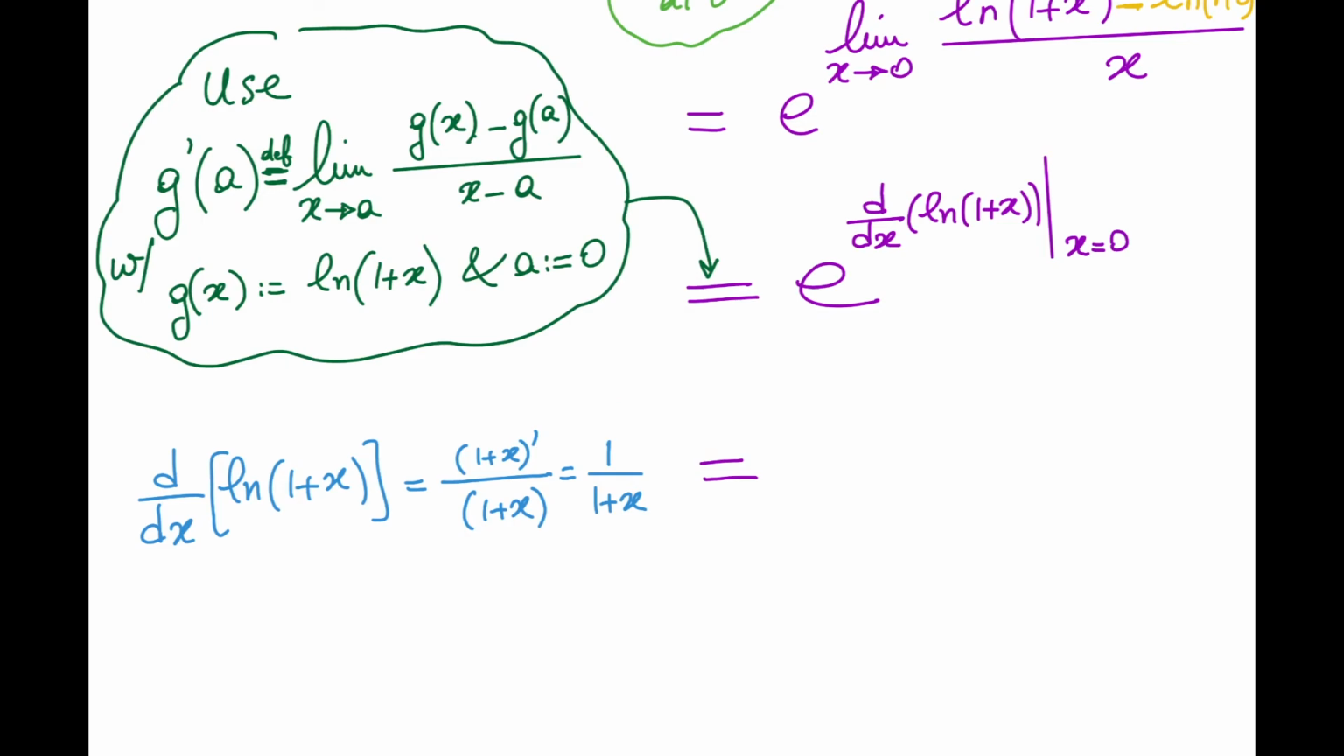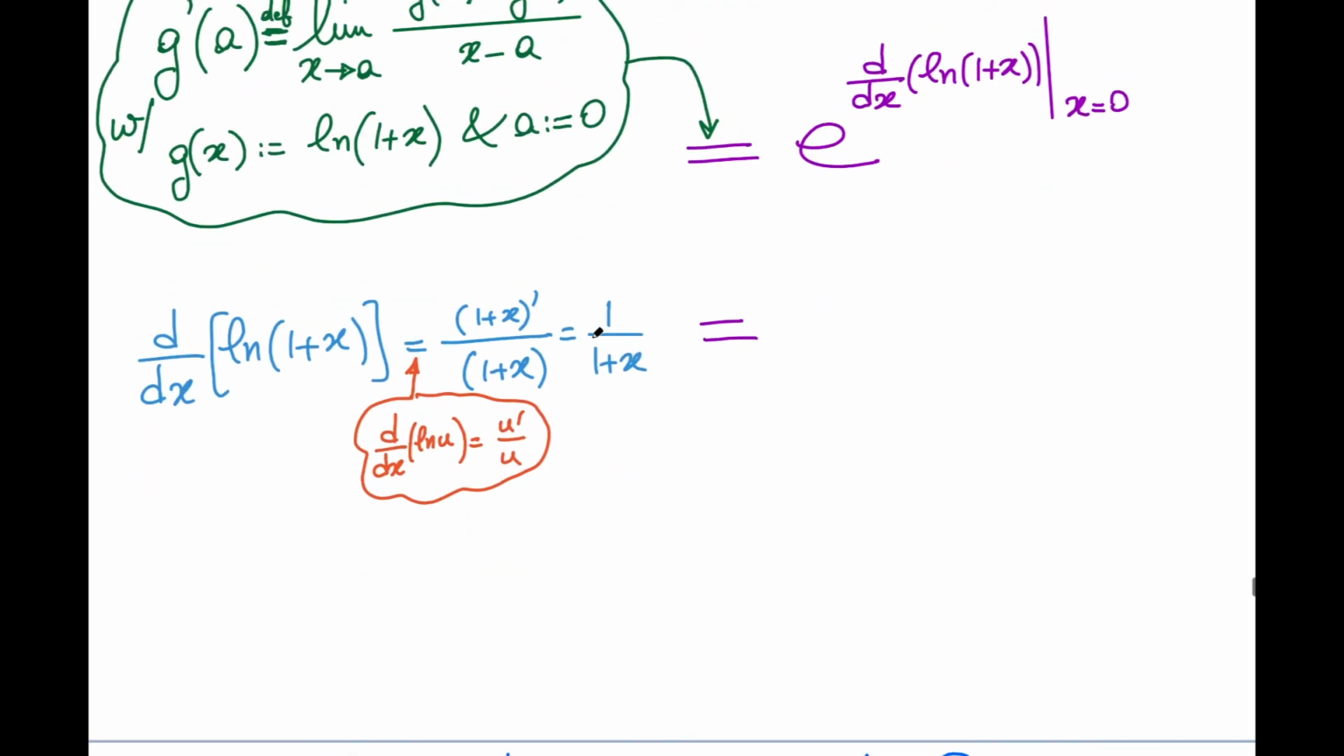So one more time, what did I use in this equality? I used the derivative of ln of u with respect to x is u prime over u. That's what I used. And then I transitioned. As such, this becomes u prime over u, and the derivative of 1 plus x is 1, divided by 1 plus x, right?